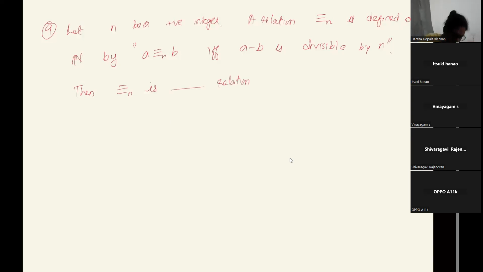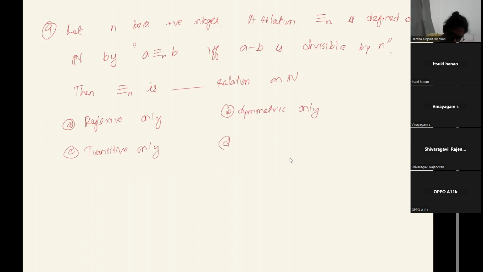Okay. The options are: reflexive only. Second option is symmetric only. Third option is transitive only. And fourth option is an equivalence relation.